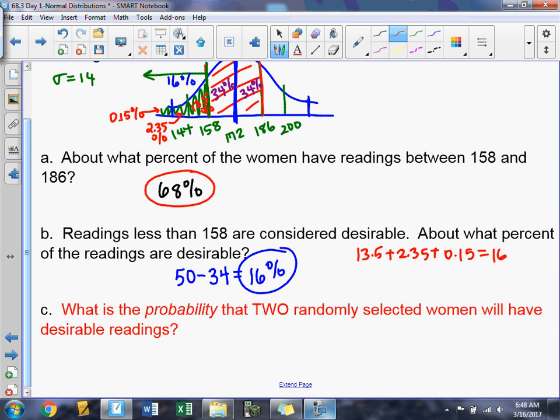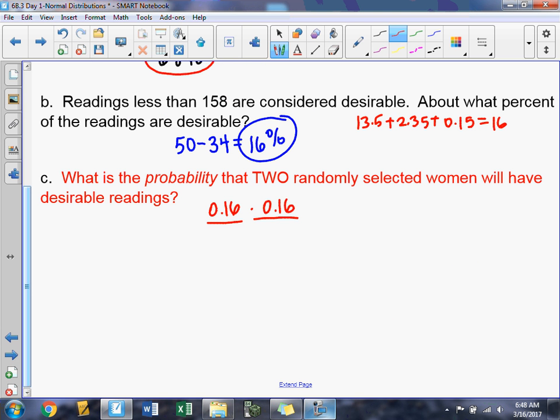So then it says, what is the probability that 2 randomly selected women will have desirable readings? Well, from part B, we found that 16% of the readings are desirable. So now we have 2 women, so we basically just have 2 events going on here. We're going to take 16, which I'm going to change to a decimal, and multiply it by 16. Whenever we're multiplying, we want to make sure we're using the decimal. So this is the first woman, 16%, second woman, 16%. So 0.0256, or about 2.56% chance that 2 women would have desirable readings here.